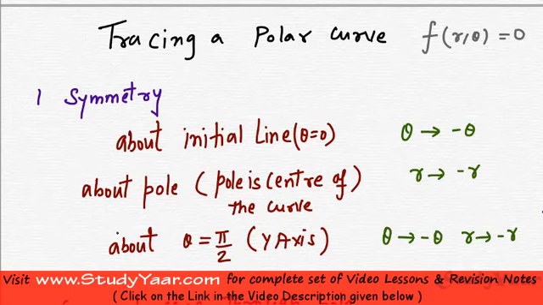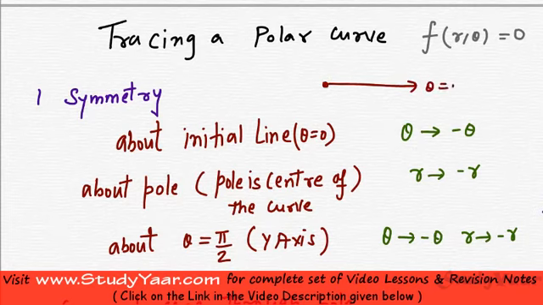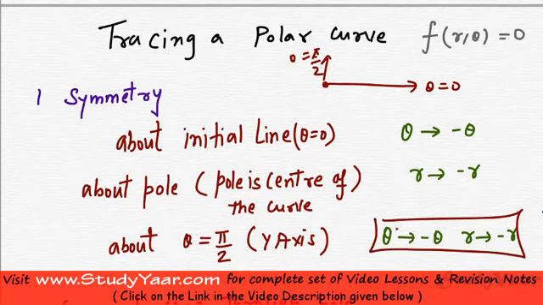Next, if you replace theta with minus theta and r with minus r and your equation is unchanged, then you have symmetry about theta equal to pi by 2, or the y-axis. If this is your pole, this is theta equal to 0, and this is theta equal to pi by 2, or your y-axis. By replacing theta with minus theta and r with minus r, if you get the same equation, then you have symmetry about the y-axis.